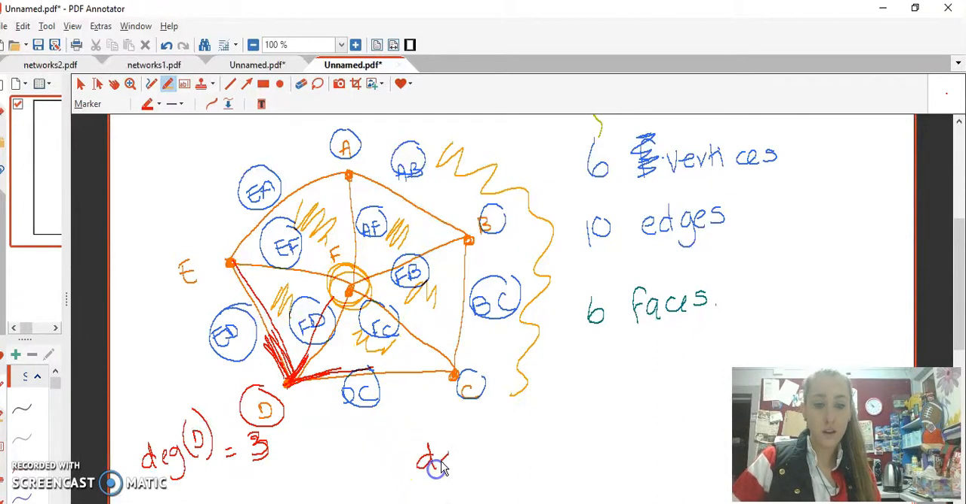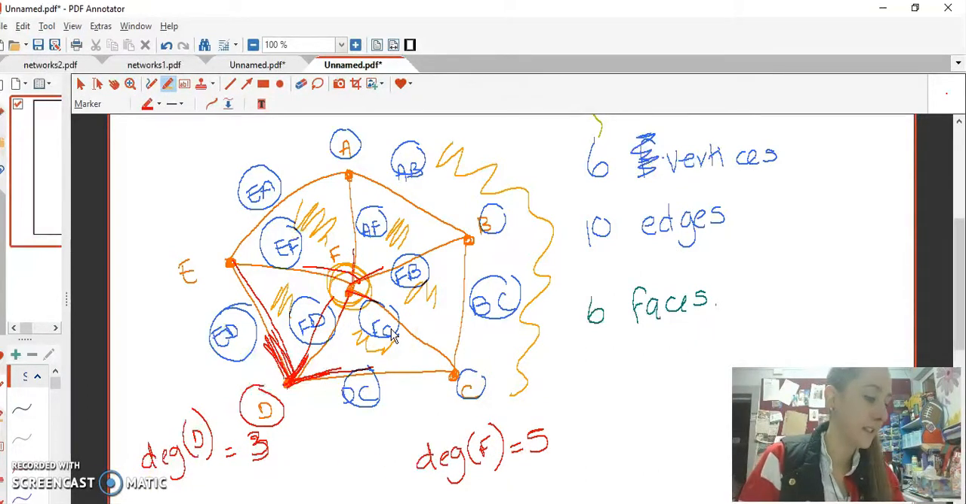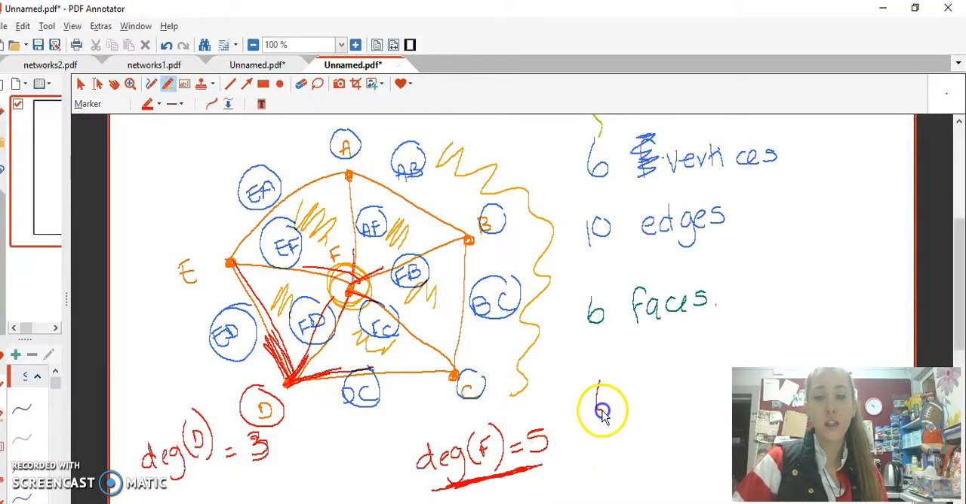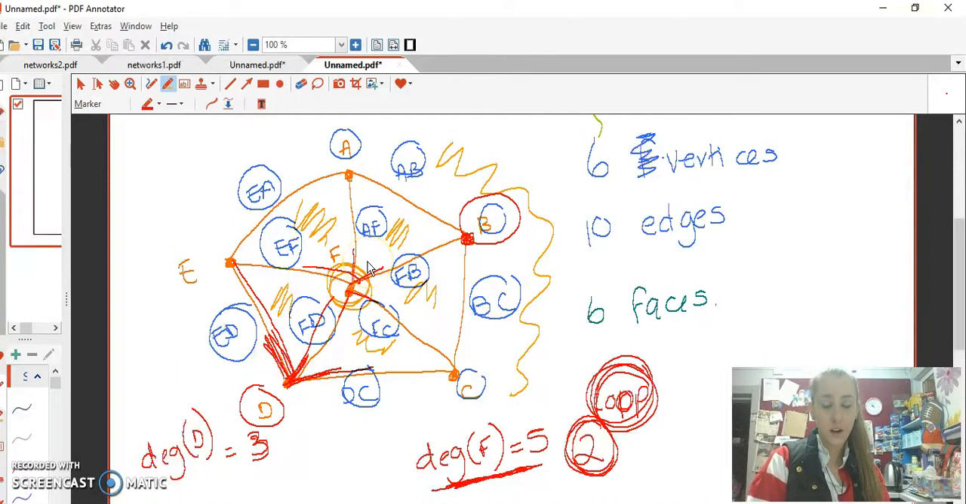If we looked at the degree of F, that would be 1, 2, 3, 4, 5. So it's a degree 5 for that particular vertex. And just remember that on the degree of a vertex, a loop will be counted twice for the degree. So a loop off of a vertex will be counted twice. Excellent. All right, and we'll leave that there.